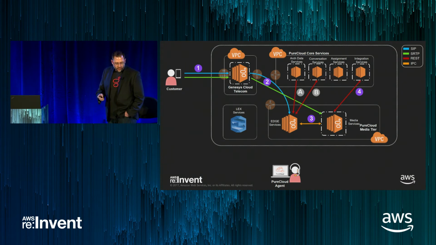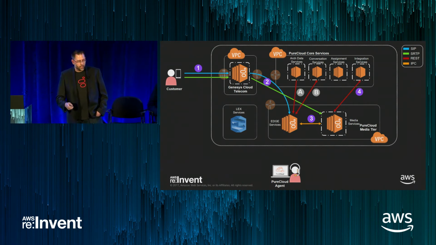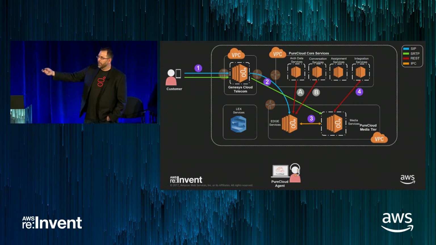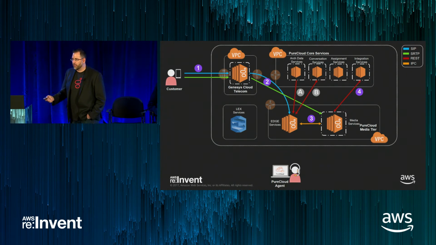Then if the media services says, hey, I'm supposed to send this off to Lex, we have an integration services that it will reach out to. The media services will reach out to the integration services and say, hey, I need to access Lex. I need the credential information to be able to pass this call off to the Lex service and what bot I should pass it to.